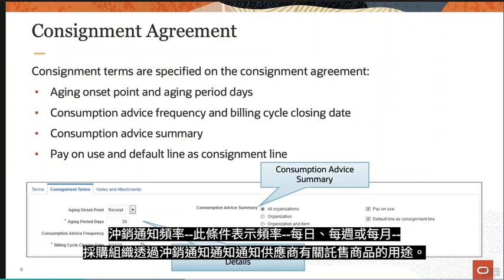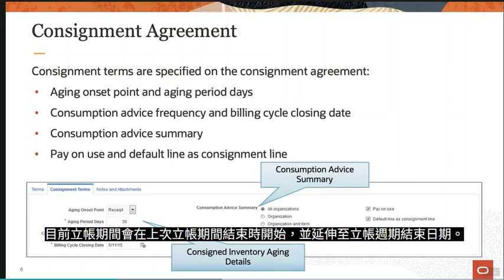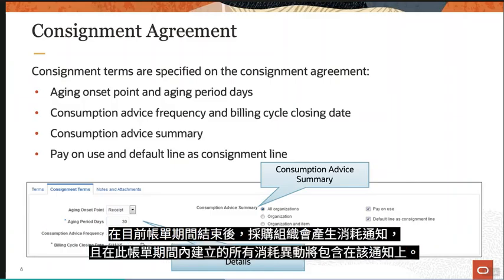Consumption advice frequency. This term indicates the frequency, either daily, weekly, or monthly, at which the buying organization informs the supplier about usage of consigned goods through a consumption advice. The billing cycle closing date. This term indicates when the current billing period closes. The current billing period starts when the last billing period ends and extends up to the billing cycle closing date. After the current billing period ends, the buying organization generates a consumption advice and all consumption transactions created within this billing period will be included on that advice.